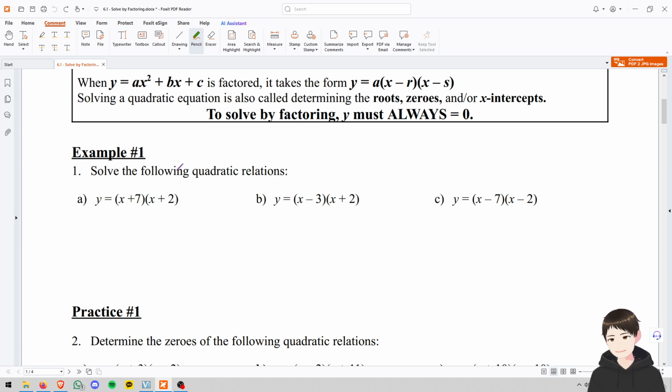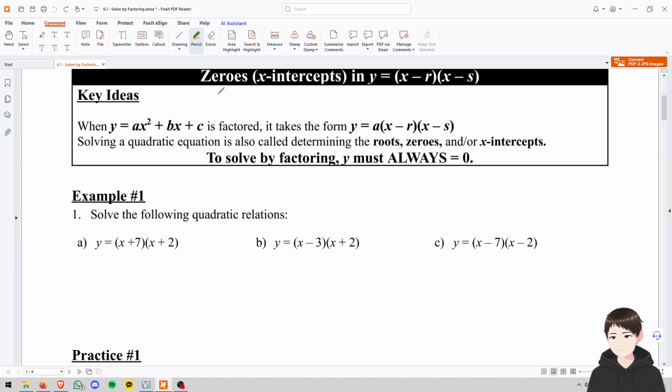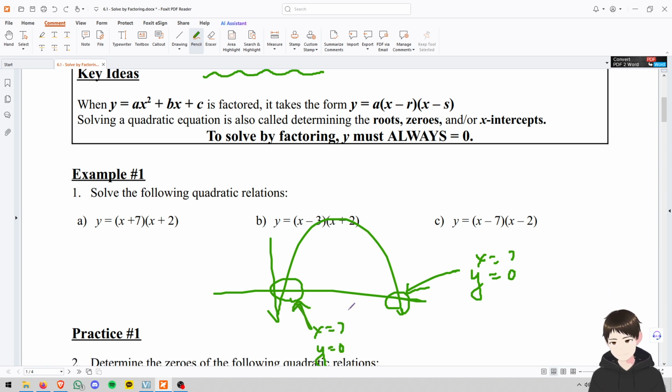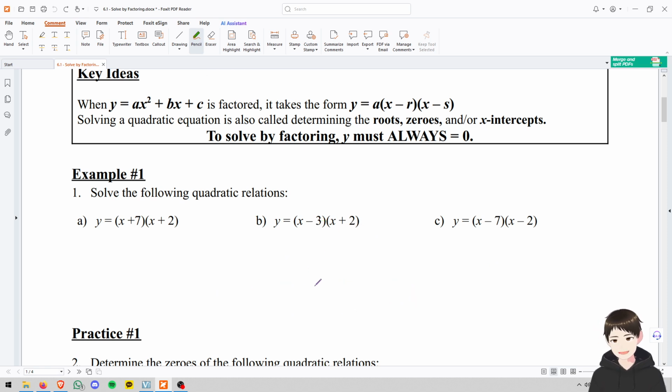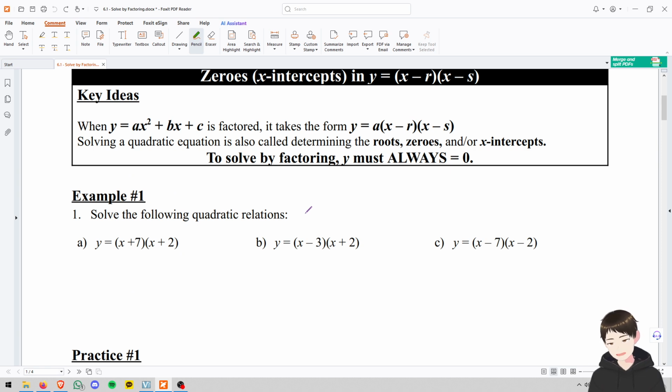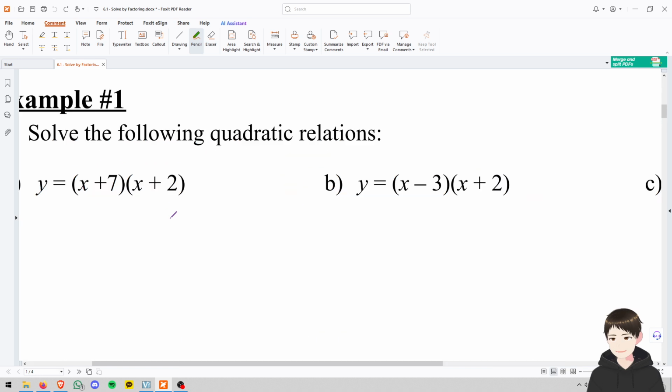So long story short, we're going to figure out how we solve for zeros, aka the x-intercepts of a parabola, or of a quadratic equation, if I see it as a trinomial. And to solve by factoring, y must always equal 0. Here the y equals 0, what's x? Please consider that concept. That's all we're doing for now. If you're still not understanding where the application comes from, just go through the motions. So here's the concept.